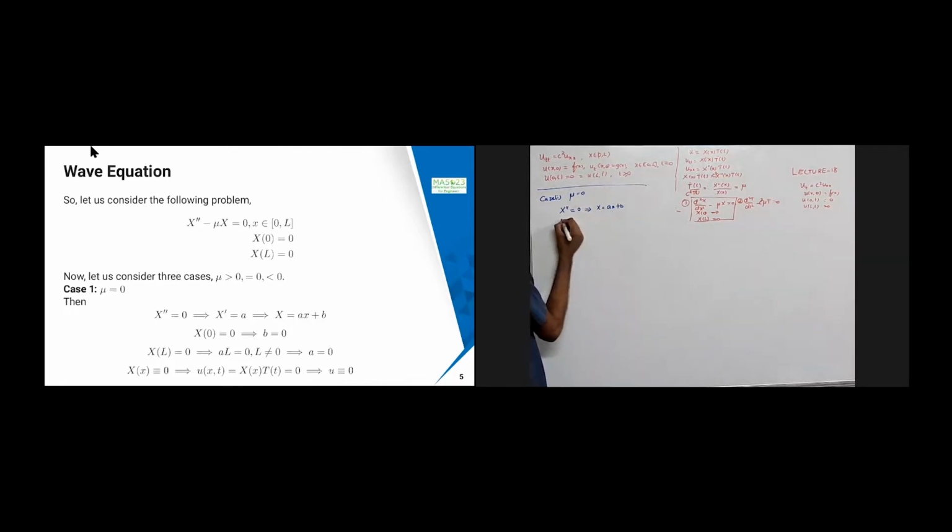Now what I'm going to do, I'm going to substitute this value over here. If I substitute x of 0 equal to 0, then I'm going to have b equal to 0, because this is 0, so b equal to 0 is going to come.